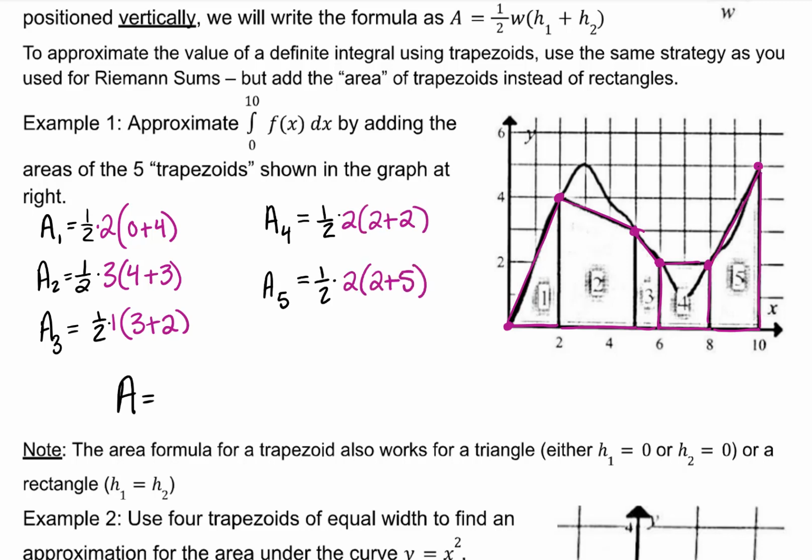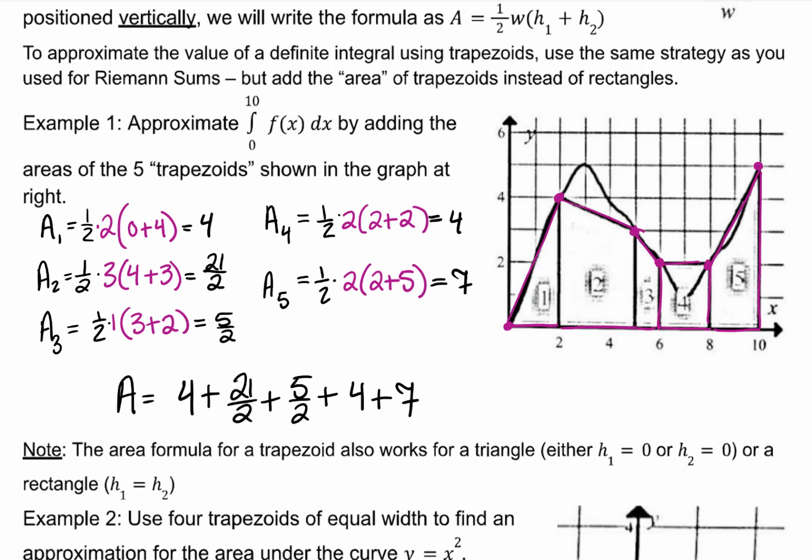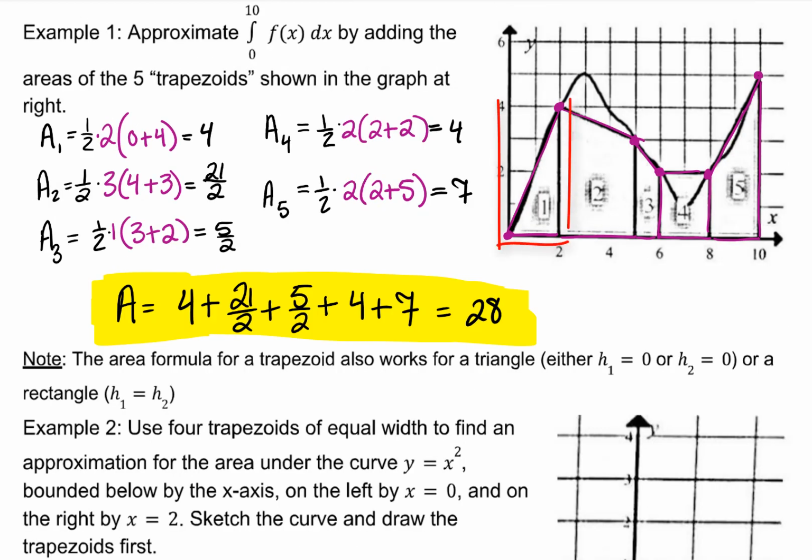And those areas are added. Our approximate area under the curve using these 5 trapezoids is 28. Notice that the area formula for a trapezoid also works for a triangle where your height 1 or height 2 could be 0, or it could work for a rectangle where height 1 is equal to height 2.